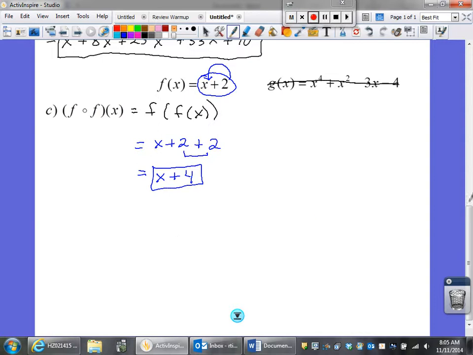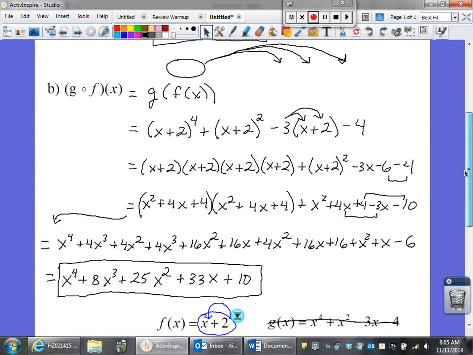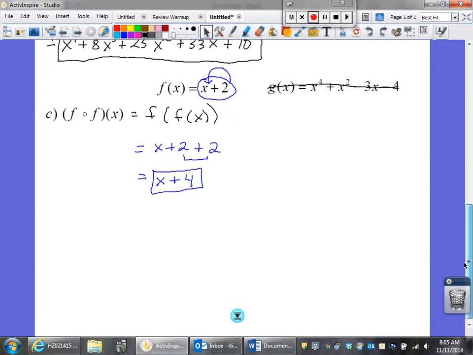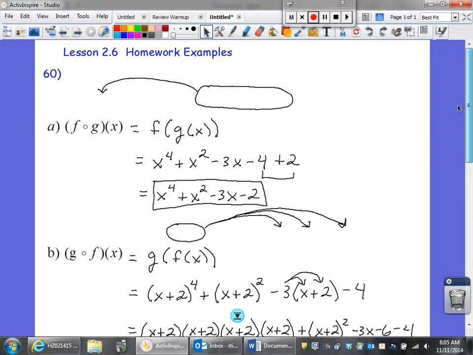Not everything is a long problem, but when it is, you have to take the time to do that multiplication. That part B, that was your algebra right there, going through all your multiplication problems to get to the final answer to it. And that would complete this video of problem number 60 in lesson 2.6.